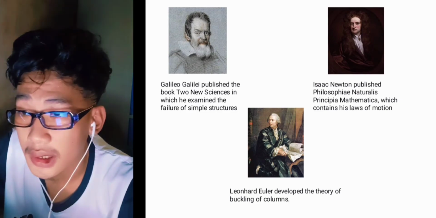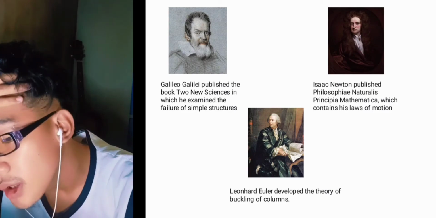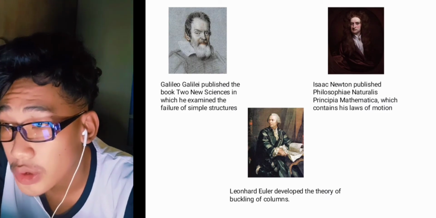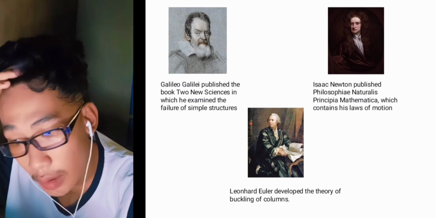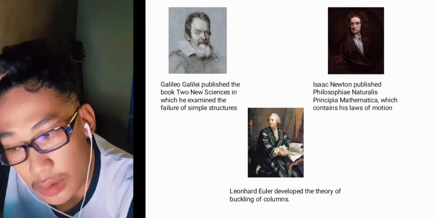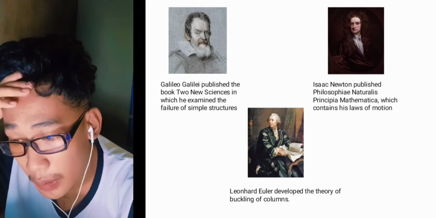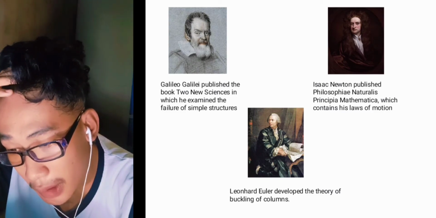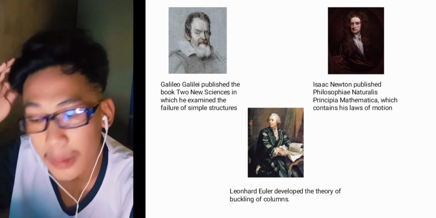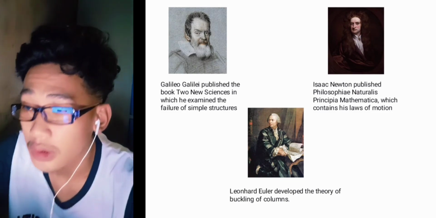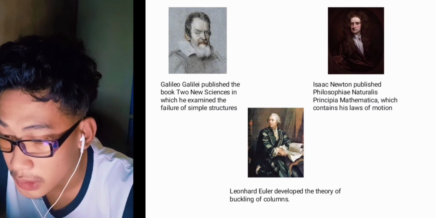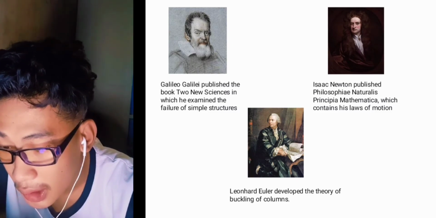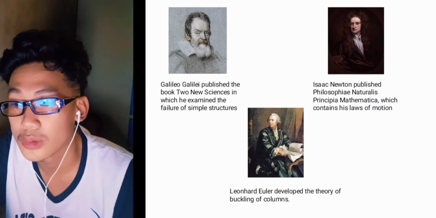Next, si Isaac Newton naman, ma'am. Isaac Newton published Philosophiae Naturalis Principia Mathematica, which contained his laws of motion. Si Isaac Newton naman, inilathala niya ang Philosophiae Naturalis Principia Mathematica na naglalaman ng kanyang mga batas ng paggalaw. Next is Leonhard Euler, who developed the theory of buckling columns. Binuo naman niya ang theory ng buckling of columns.